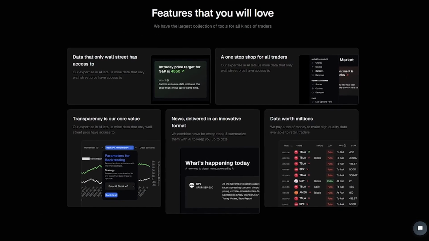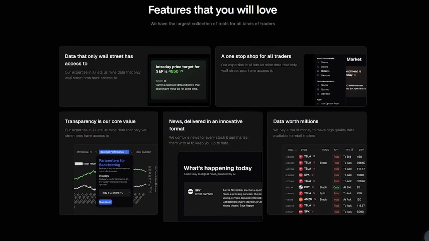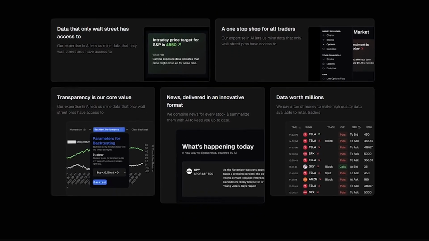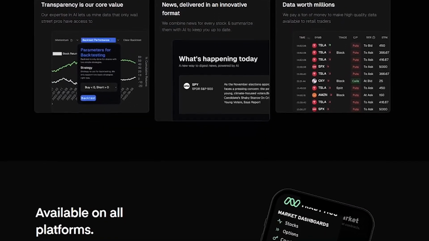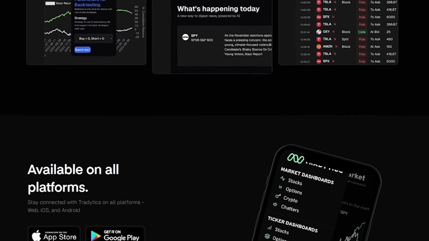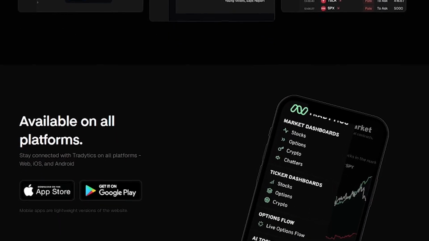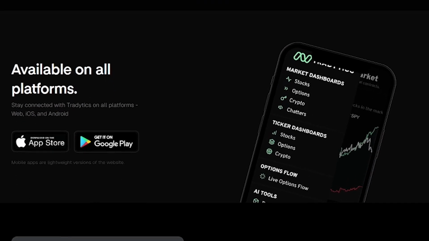Tradytics is perfect for retail traders who want a data edge, options traders looking to follow smart money, technical analysts, and scalpers. Anyone who wants to trade smarter, not harder. If you're trading off Twitter tips or Reddit hype, this is your upgrade.